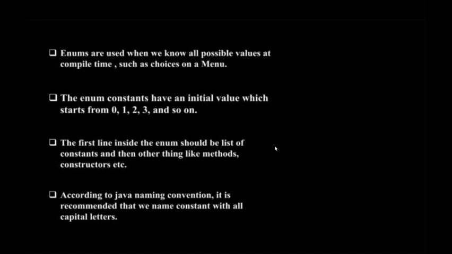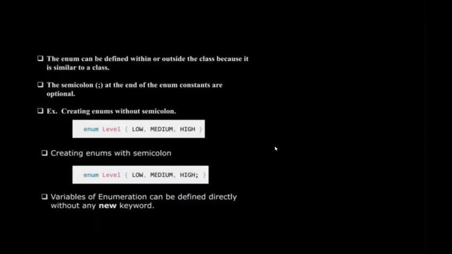The first line inside the enum should be a list of constants, and then the other things like methods and constructors. According to Java naming convention, it is recommended that we name constants with all capital letters. The enum can be defined within or outside the class because it is similar to a class. The semicolon at the end of the enum constants is optional.